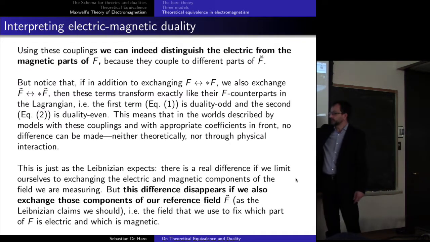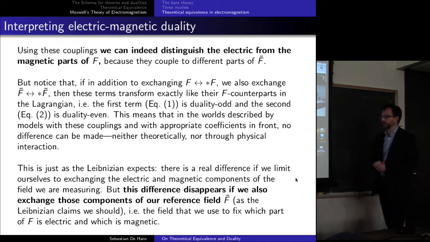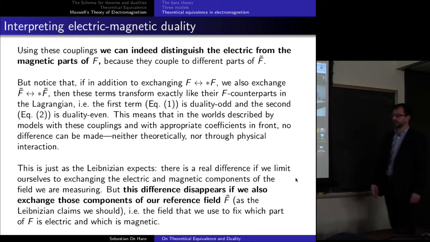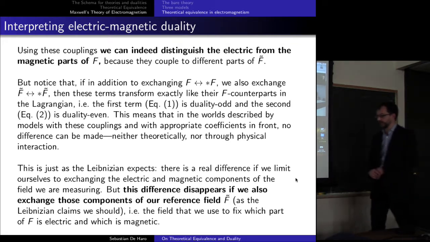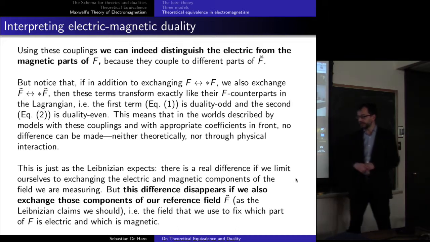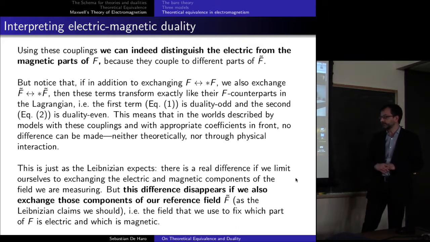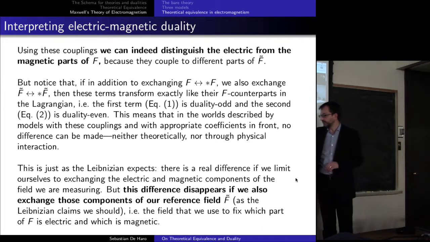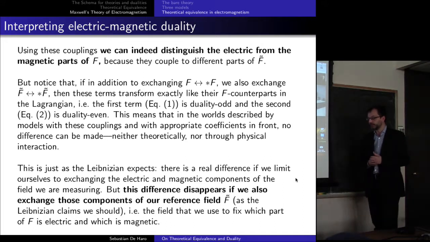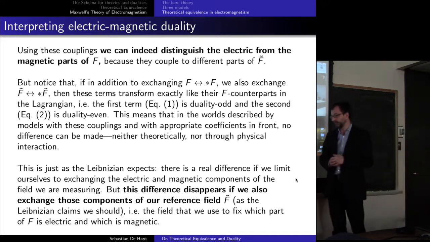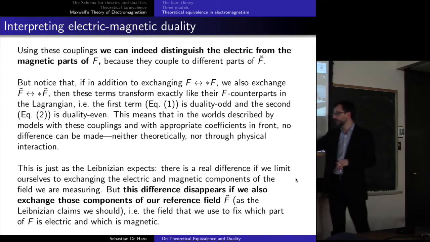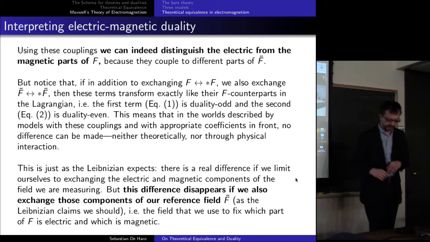So this means that in the worlds described by models with these couplings and with appropriate coefficients in front, no difference can be made, neither theoretically nor through physical interaction. So this is just as the Leibnizian expects. There is a real difference if we limit ourselves to exchanging the electric and magnetic components of the fields we are measuring. But this difference disappears if we also exchange the components of our reference field F tilde, as the Leibnizian claims that we should. So the field that we use to fix which part of F is electric and which one is magnetic.